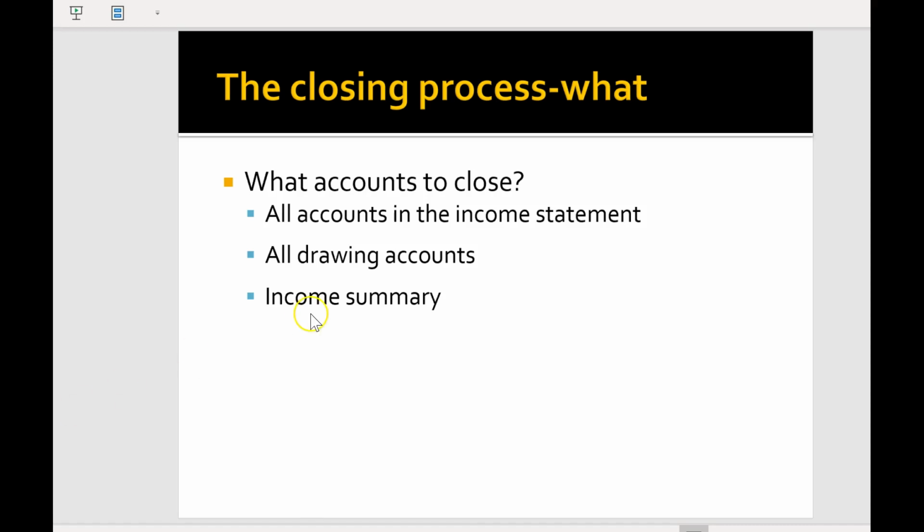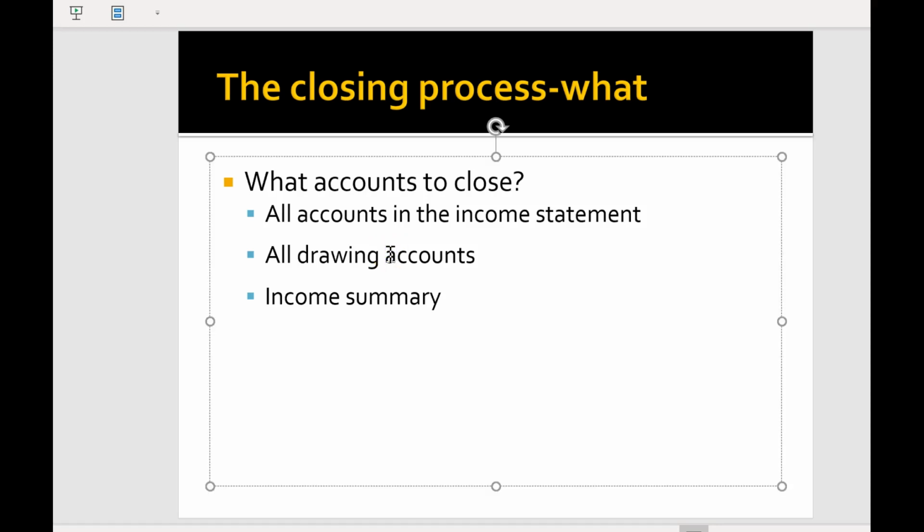So what are the accounts to close? As we said, all temporary accounts are to be closed. Those are all accounts in the income statement, so in our course, it's the revenues and expenses. All drawing accounts, in our course, it is the dividend account. And we have something called the income summary, which is the intermediate step to get our accounts to close. This account needs to be closed as well.